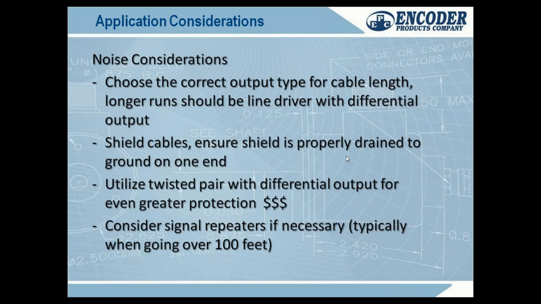Noise considerations. Make sure to choose the correct output type for the cable length. Longer runs should be a line driver with differential output, as we discussed. Use shielded connections if you can. Make sure that you're properly draining those shields to ground. That is critical with encoders. You know, a lot of people worry, I don't want to make an antenna. I don't want to connect it at both ends. That is a good thing to try to avoid.